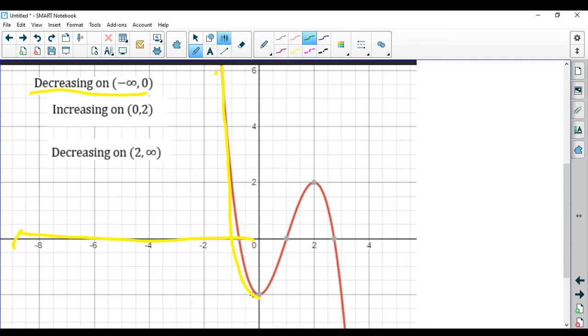And then we found out that it was increasing from x equals 0 to x equals 2. And as you look at the graph, that is the case. And lastly, it goes back to decreasing from 2 to infinity. So from 2 to infinity, it's decreasing. So that worked out very nicely.